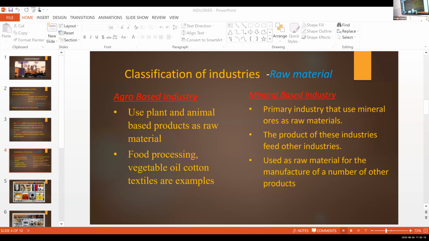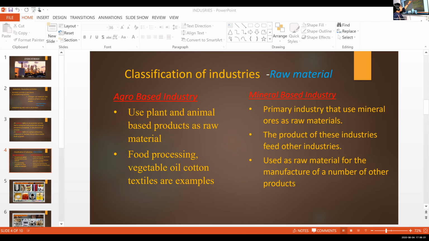Iron and steel industry is an example of mineral-based industry, right? And we use iron and steel, aluminium, copper as a raw material for the manufacture of a number of other products. For vehicles, industries, buildings, construction purposes, we use all those minerals. So in two ways it is helping.